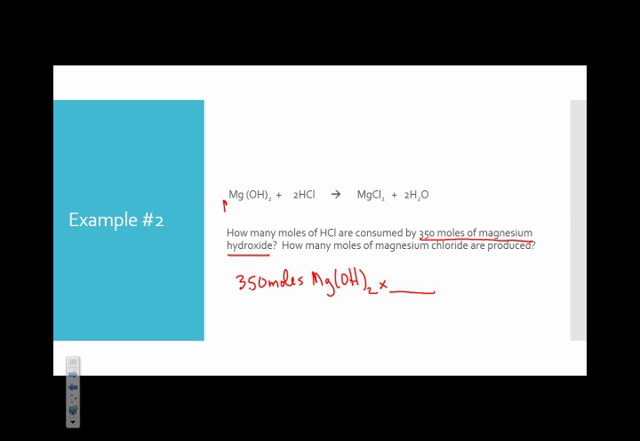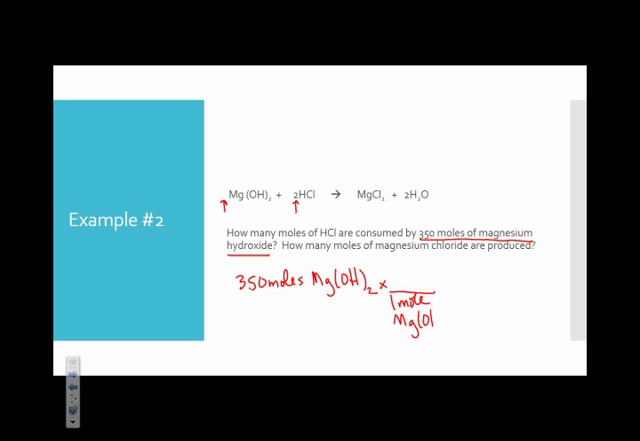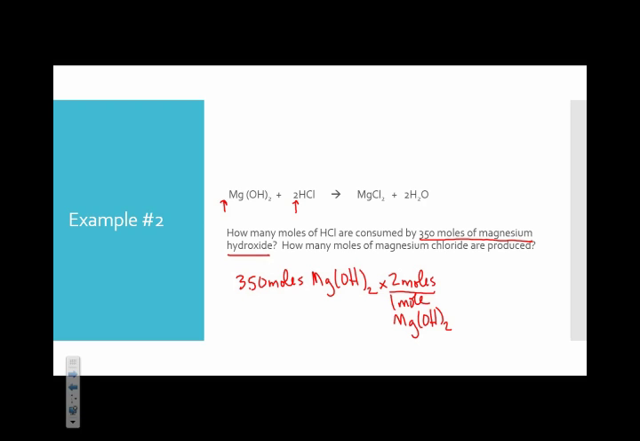So I have 350 moles of magnesium hydroxide. I look up here and see there's 1 mole of magnesium hydroxide for every 2 moles of hydrochloric acid. So 1 mole of Mg(OH)2 goes on the bottom, and 2 moles of HCl goes on the top, which gives 700 moles of HCl, which is way, way more than your stomach is going to be making.